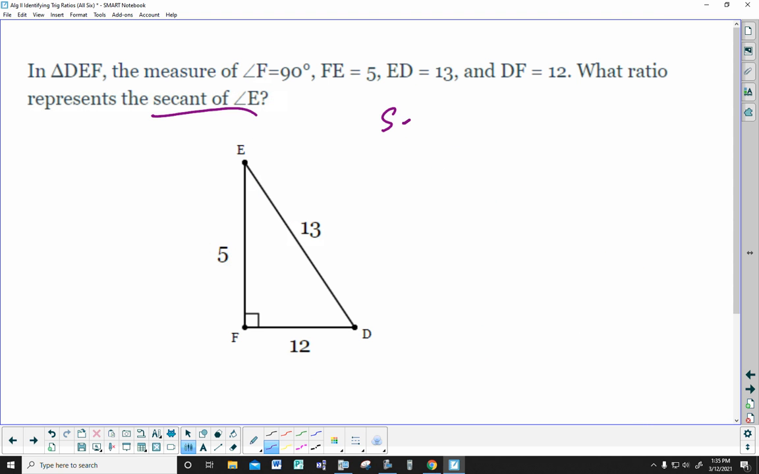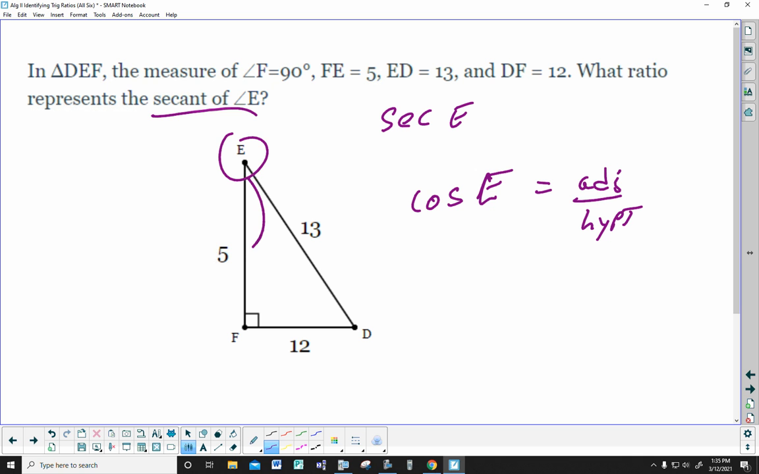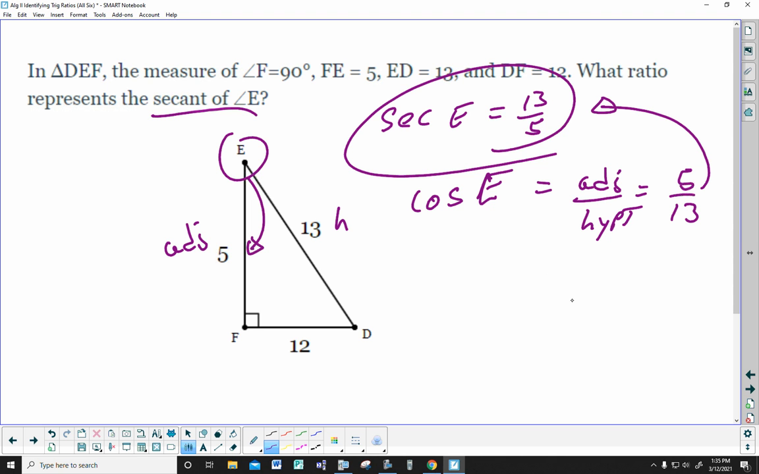Secant of e. So they want the secant of e. Secant is related to cosine. So I find the cosine of e. Cosine is your adjacent over your hypotenuse. Stand on e. This side is your adjacent. This side is your hypotenuse. So that would be 5/13. So secant of e is the reciprocal, so 13/5. There it is right there. Okay.